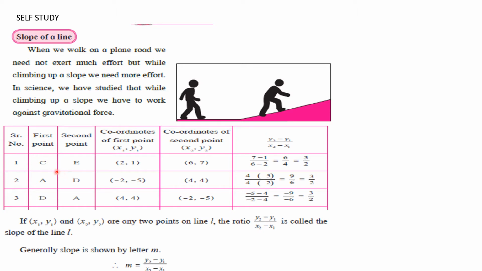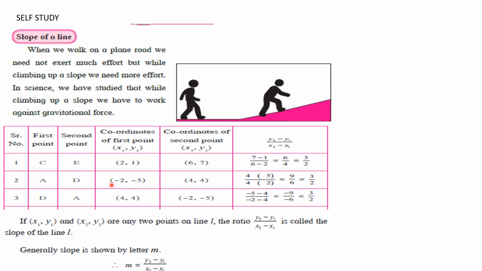Consider points with coordinates of the first point 2, 1, and coordinates of the second point 6, 7. How to calculate the slope for this? We calculate the slope as y2 minus y1 upon x2 minus x1. So this is x1, y1, x2, y2. So y2 minus y1 upon x2 minus x1 is 6 by 4, which is reduced to 3 by 2.